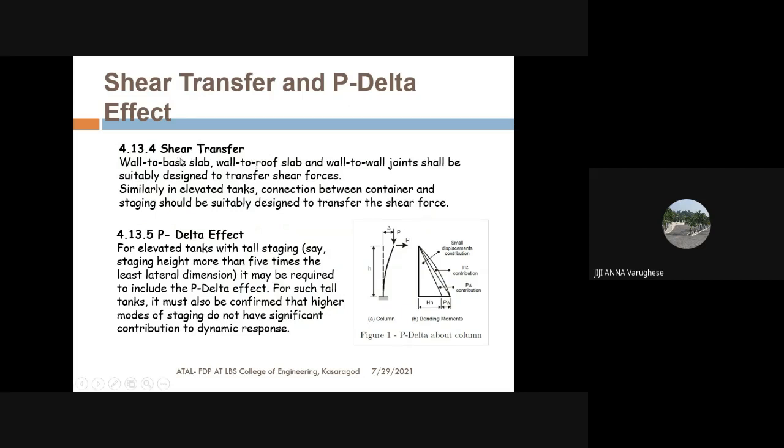And we also have to ensure that there is provision for shear transfer from wall to base slab in all connections, like wall to base slab, wall to roof slab, and wall to wall joints. We have to ensure that the connections are designed such that there is transfer of shear force due to earthquake. And the code also specifies that if it is a very tall elevated water tank with tall staging, with staging height more than 5 times the least lateral dimension, we have to consider the P delta effect.